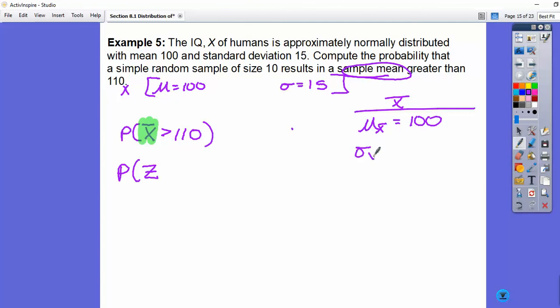Then the standard deviation of the sample means would be, remember, if you have forgotten, look on your formula sheet. We are in chapter 8, and they are right there. So if I plug this in, my X bar is 110 minus the mean of X bar, 100, over the standard deviation of X bar, which is 15 over radical 10.